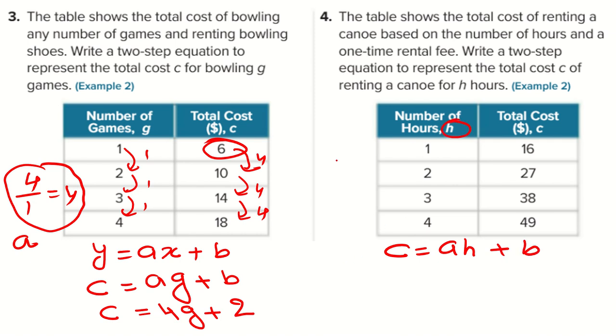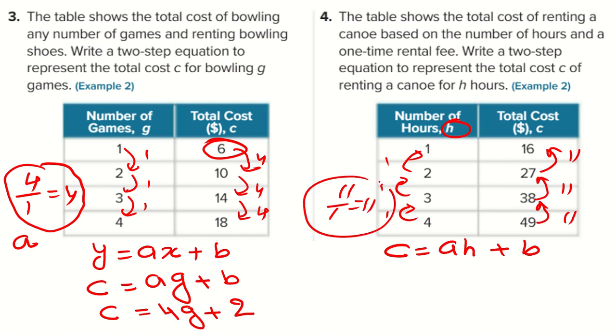Okay. Now, you see, just make it subtract. So, 27 minus 16, 11, 38 minus 27, 11, 49 minus 38, 11. Here also if you subtract, it is 1, 1, 1. So, 11 divided by 1 is 11. So, this is the value of A. So, C is equal to 11 H plus.